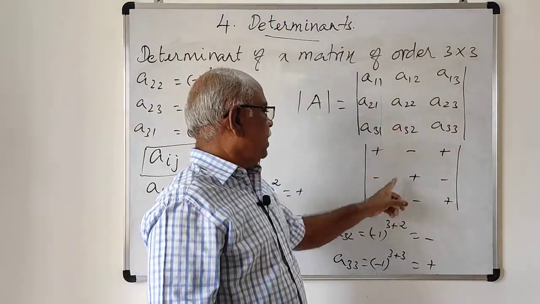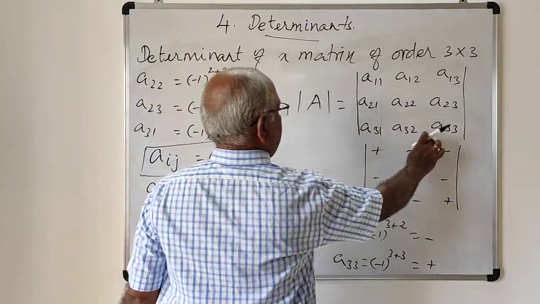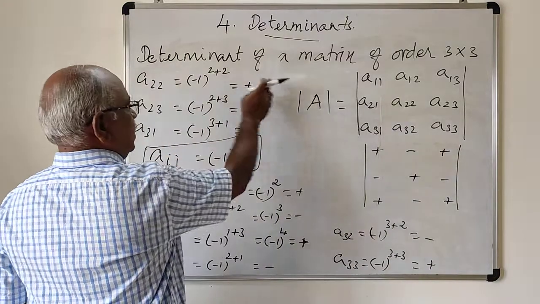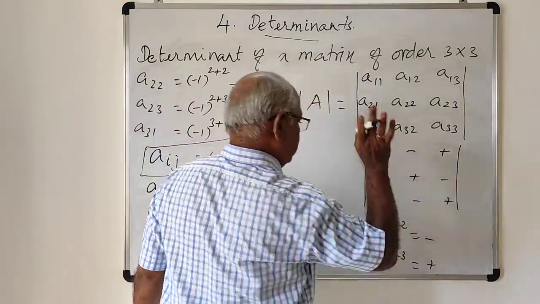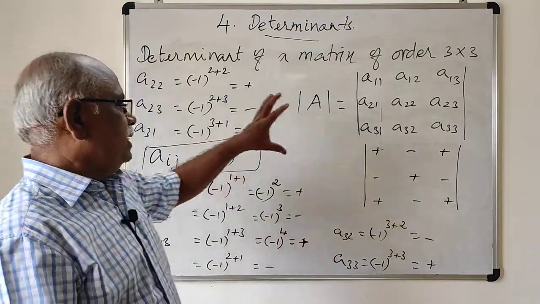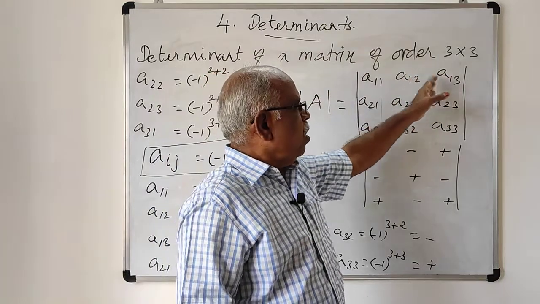The 4 corners and the middle have plus. The rest of the 4 places are minus. That is plus, minus, plus. See, if the odd places are minus, even places are plus. That's all. So using this idea, we can expand a 3 by 3 determinant using any row or any column.